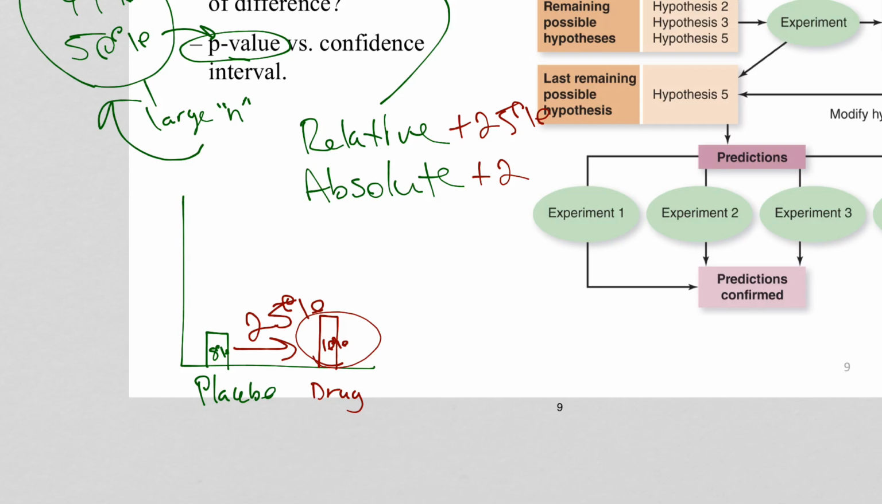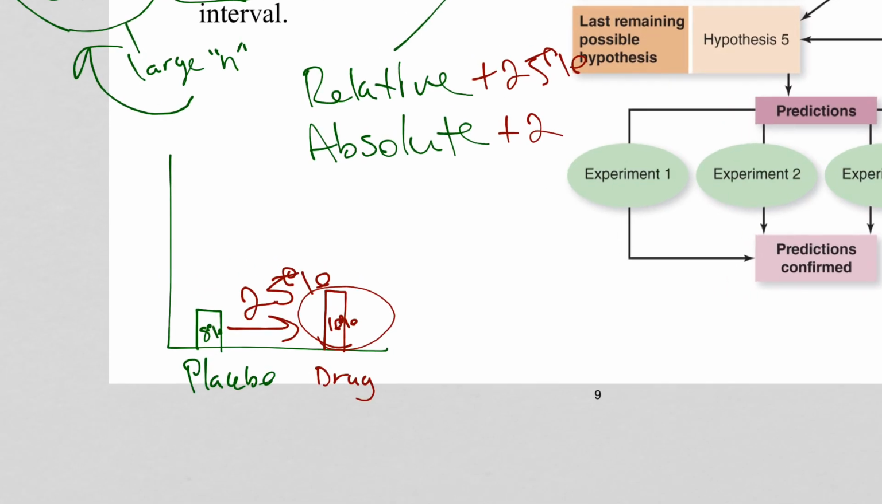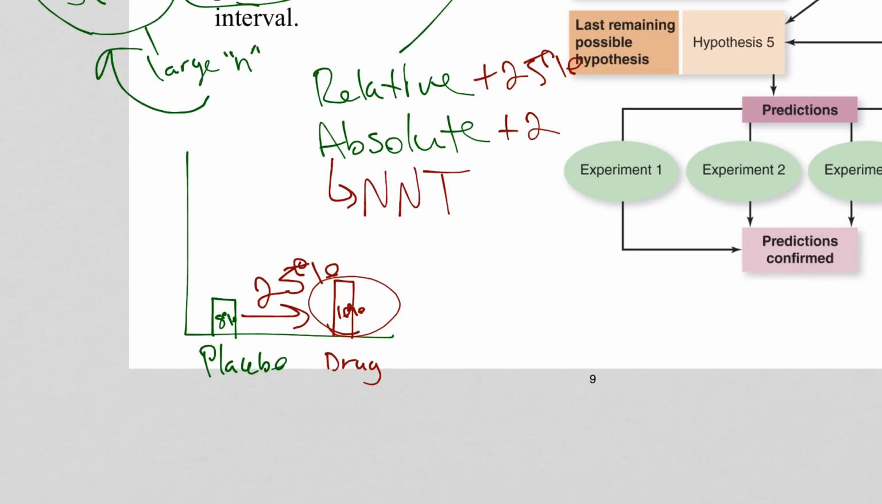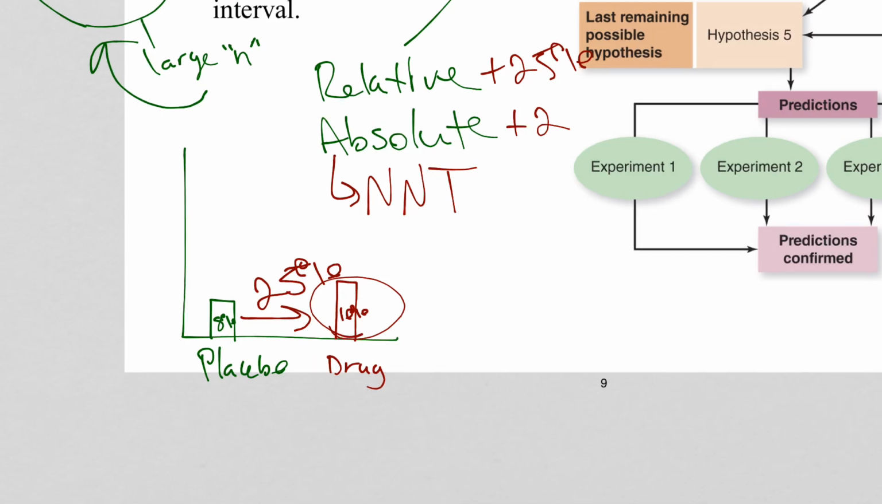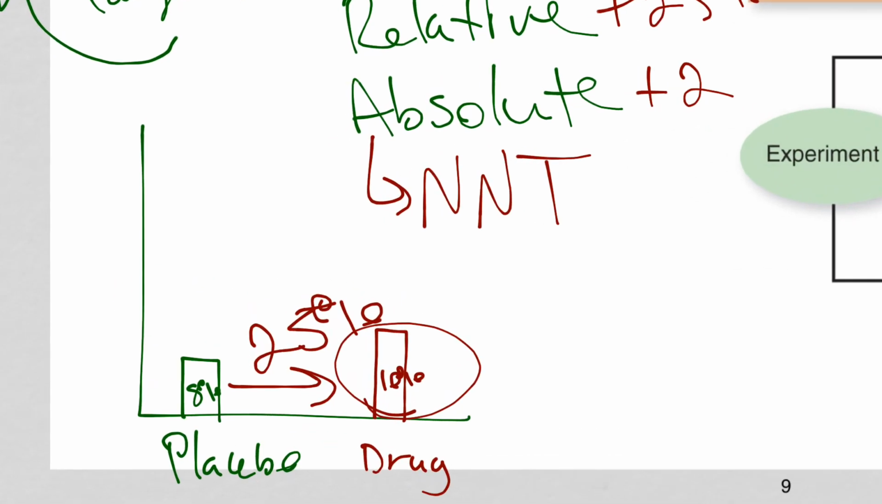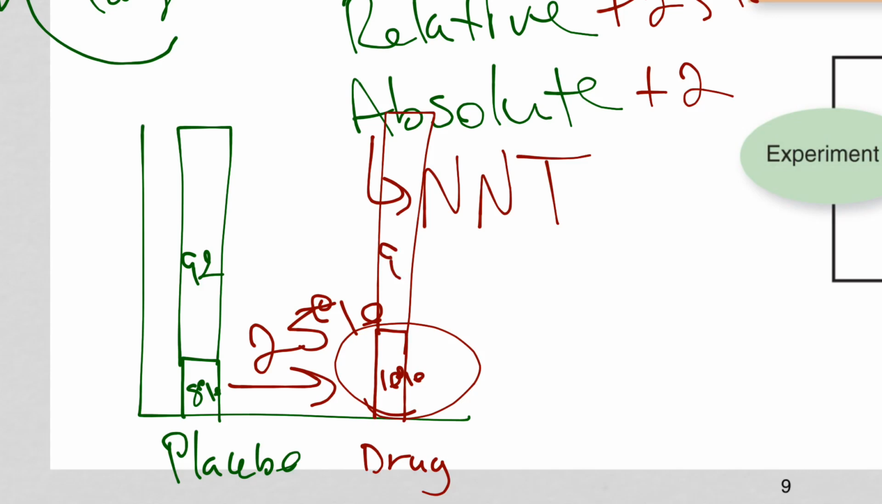And the thing that's been done, starting to be done more recently, is you can convert this absolute number into something called an NNT, which we talked about in class, the number needed to treat. And if you imagine that this was given to 100 people, right? If 8% received a benefit, that means that there were 92% up here that didn't, and if 10% received a benefit, that means that there were 90 up here that didn't.